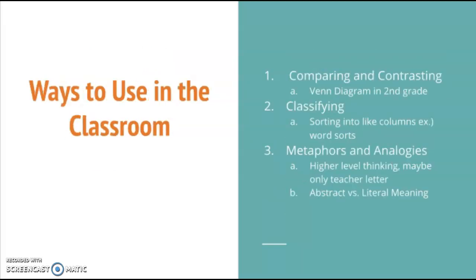So ways to use that in the classroom: comparing and contrasting, especially in second grade, the use of a Venn diagram, getting them used to that, looking at both similarities and differences among anything, not necessarily just reading, but you could do writing, you can do math, any academic concept, honestly. And then another one, number 2, would be classifying, putting things into sorts, so things that are all alike.